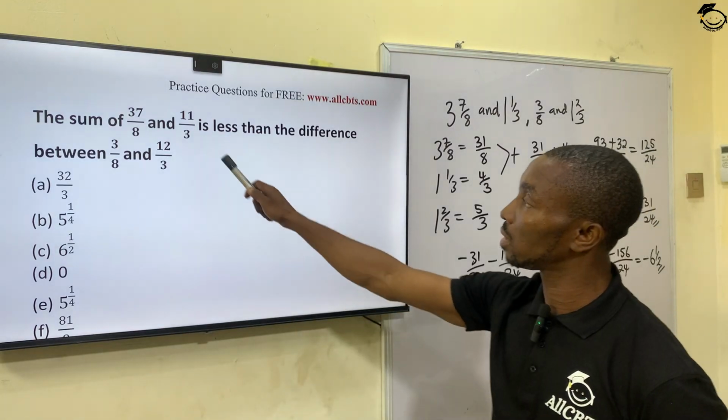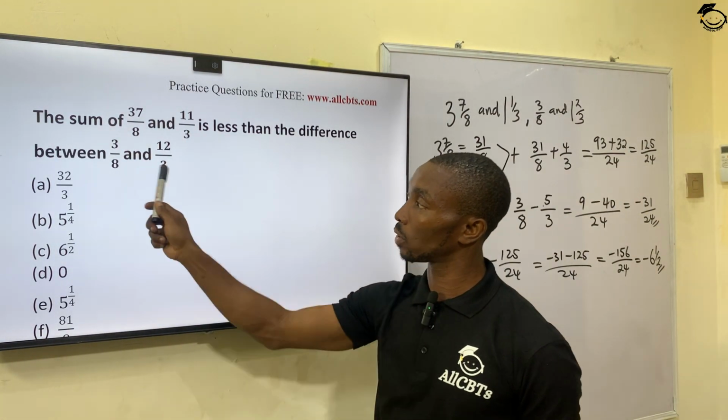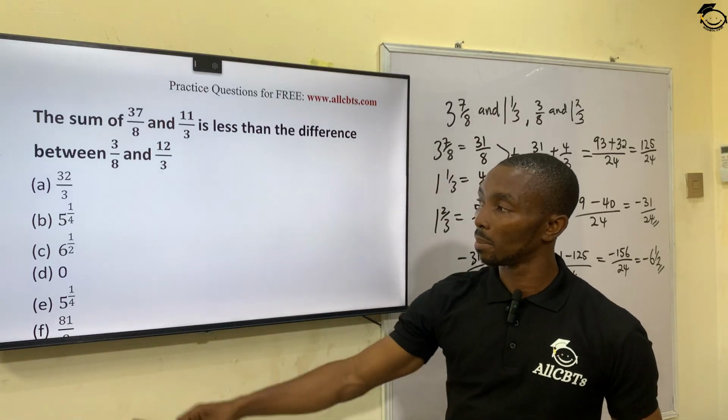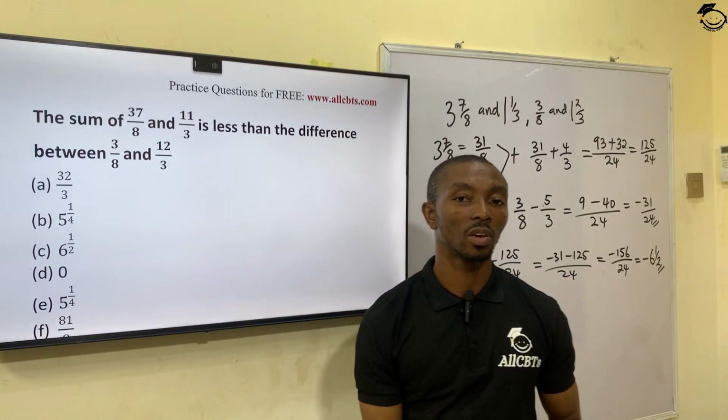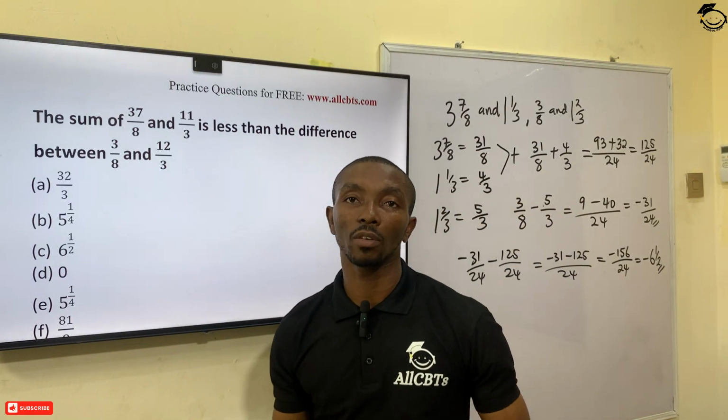So that means the sum of this is greater than the difference of this, not less than, by 6.5.